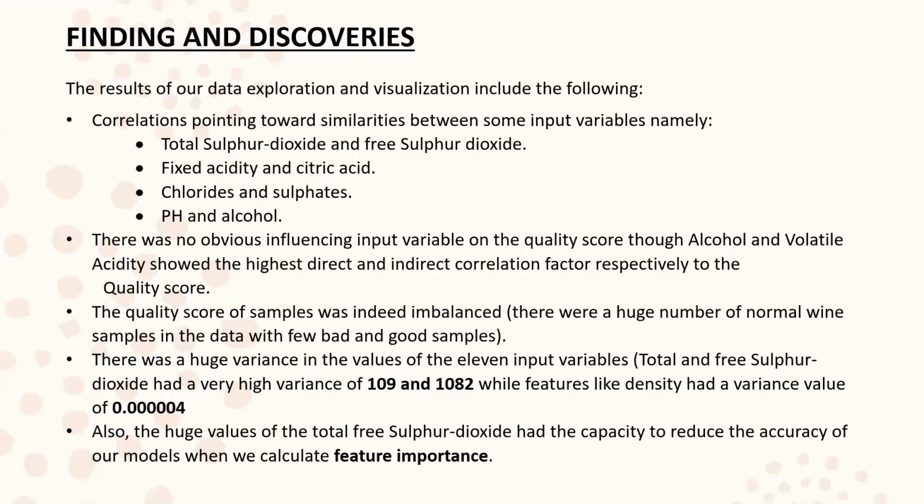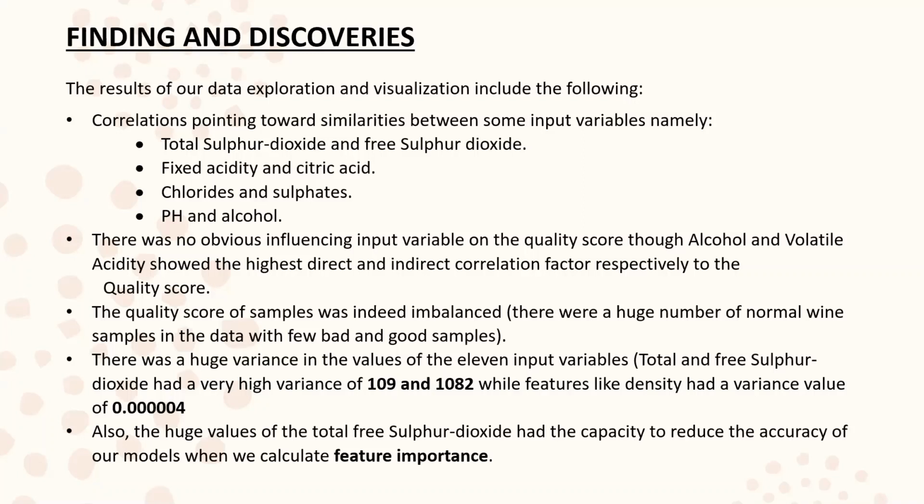So we found out there was actually no obvious standout influencing input variable on the quality scores of the wine samples, even though alcohol and volatile acidity showed the highest, that's direct for alcohol and indirect for the volatile acidity. So they had the highest correlation factor to the quality scores. Our visualization also confirmed that the data set was imbalanced, like I mentioned above.